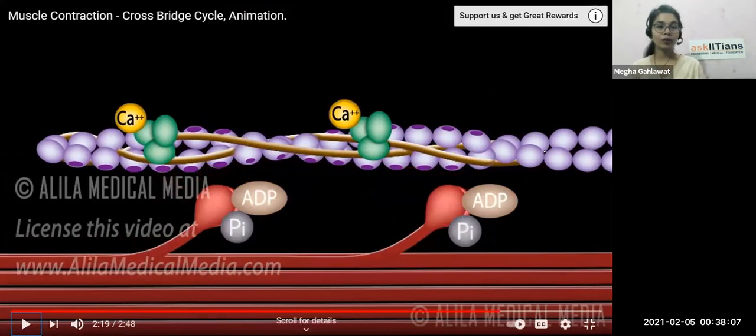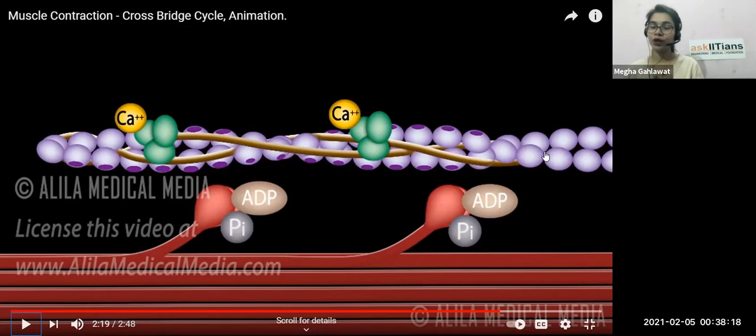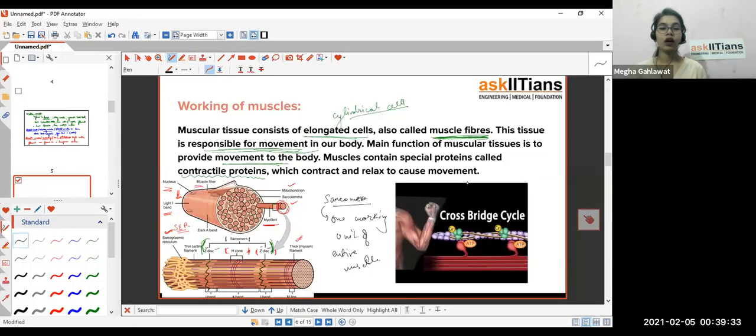So now I hope that you guys understood how exactly things happen. Okay, that is all about the muscle tissues. And now we'll be moving forward to the neurons or the nervous tissue of the human body. Alrighty, moving forward.